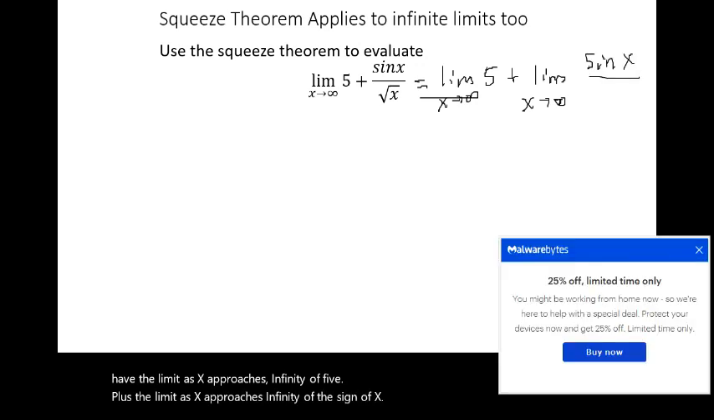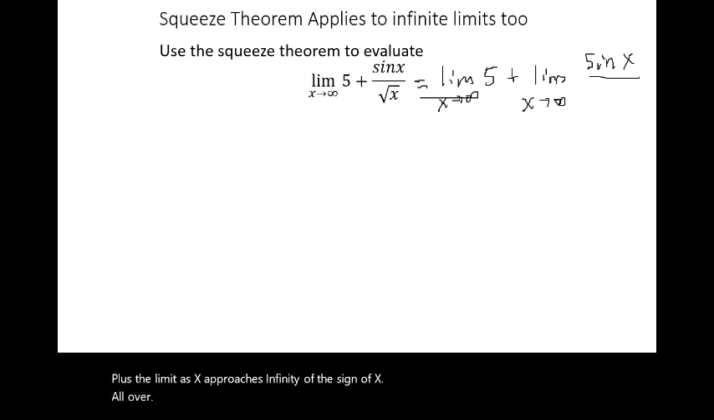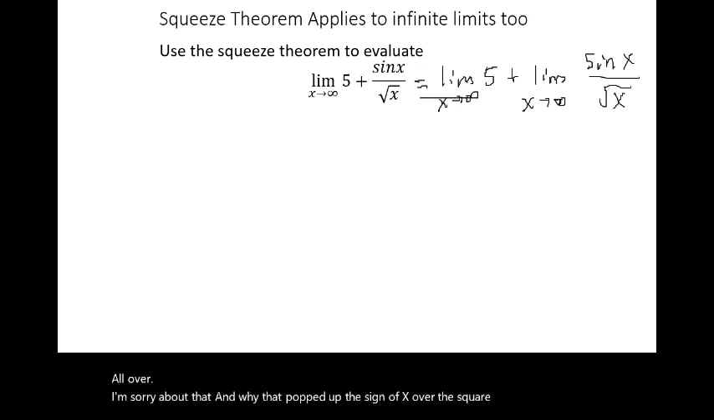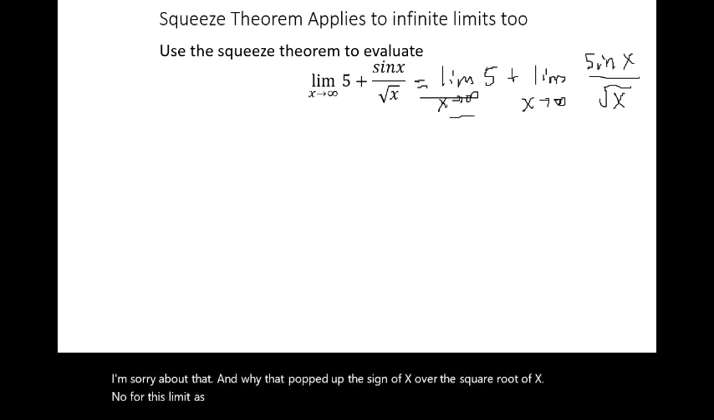approaches infinity of the sine of x over the square root of x. Now, for this limit as x approaches infinity of 5, the limit of a constant is itself, so we know what that limit's going to come out to.